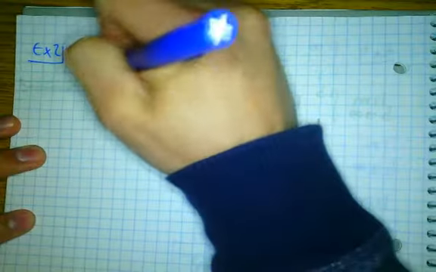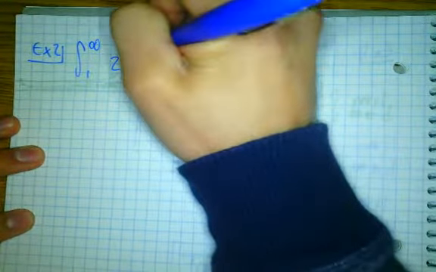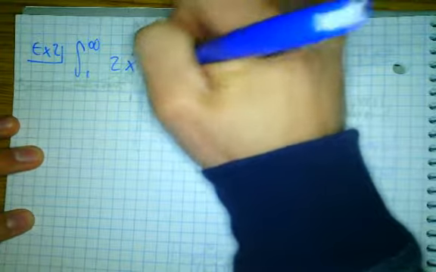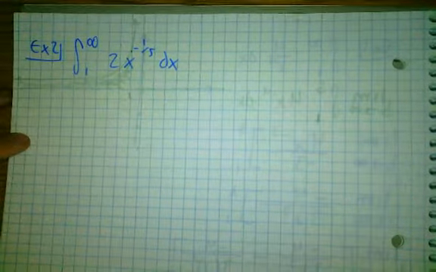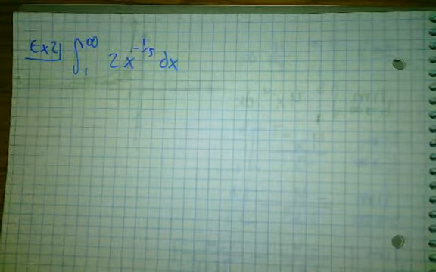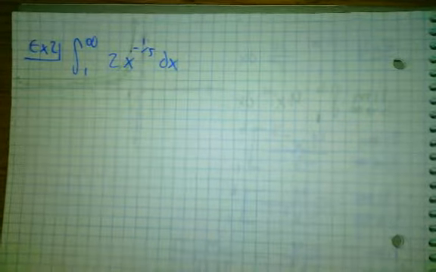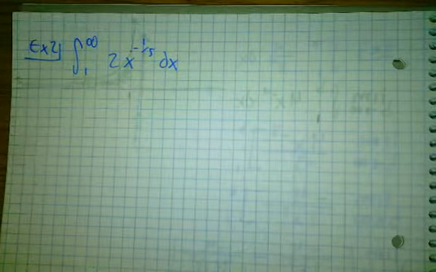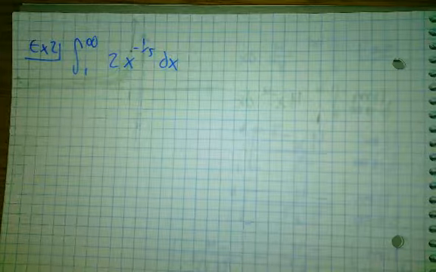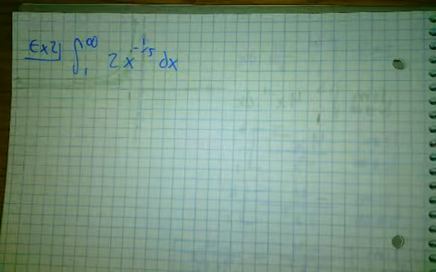Example number 2. Let's do the integral from 1 to infinity of 2x to the negative 1/5 power dx. The 5th root. Oh, the negative. Okay? So I'm going to go ahead and pause the video if you're watching this. Try this problem, and when you're ready to check your answer, just go ahead and hit play.